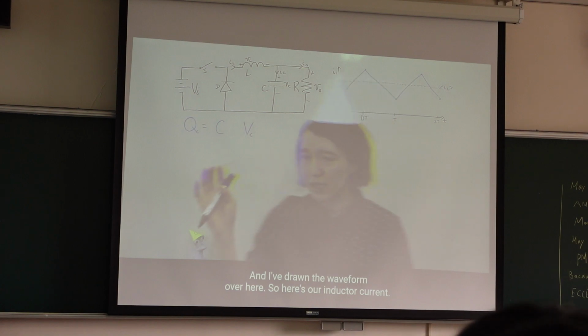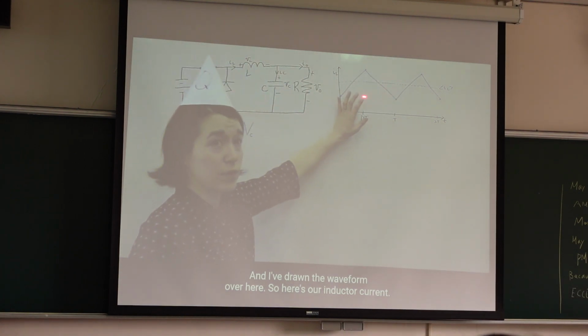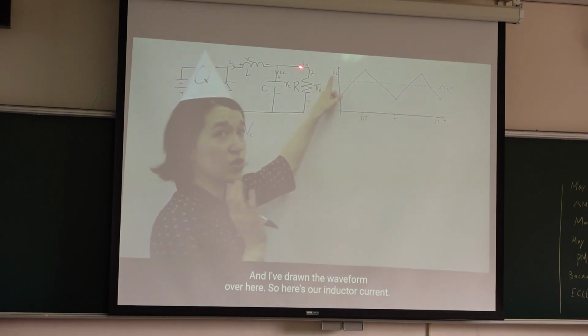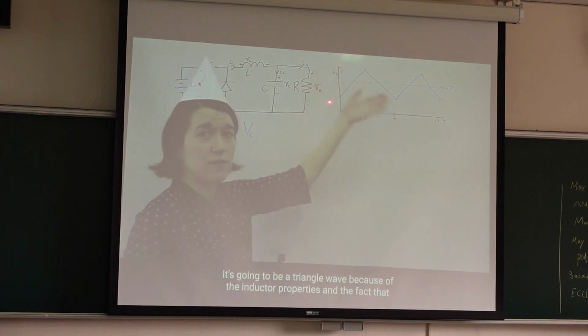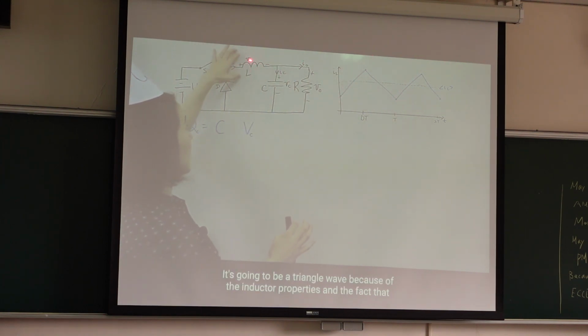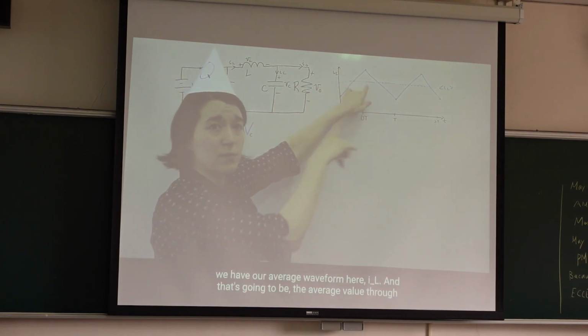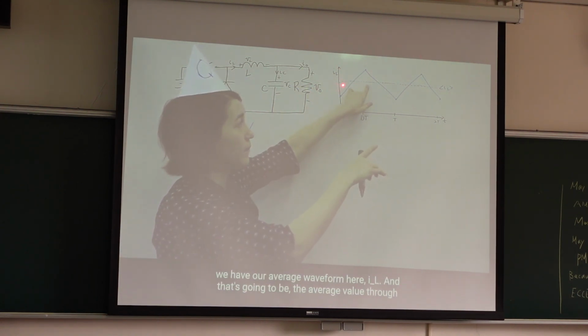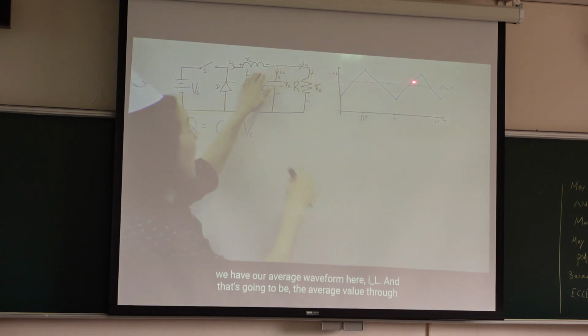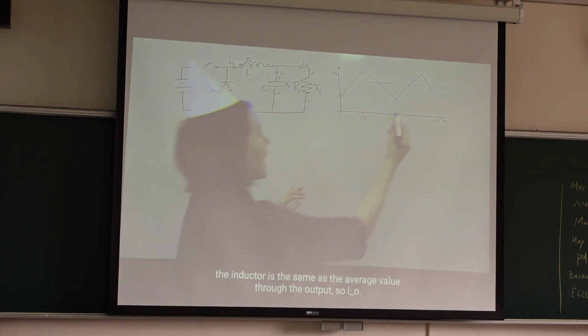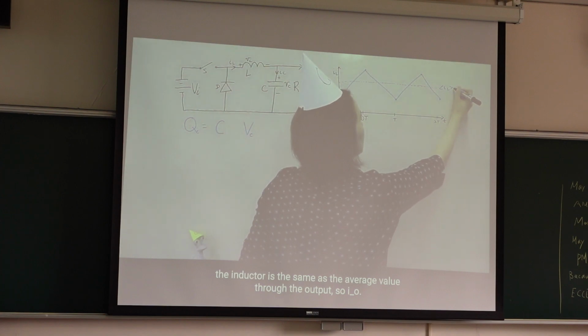And I've drawn the waveform here. So here's our inductor current. It's going to be a triangle waveform because of the inductor properties and the fact that we're switching between two different states. You're going to get this waveform, and we have our average current here. The average value through the inductor is the same as the average value through the output, so I out is the same as the average value.